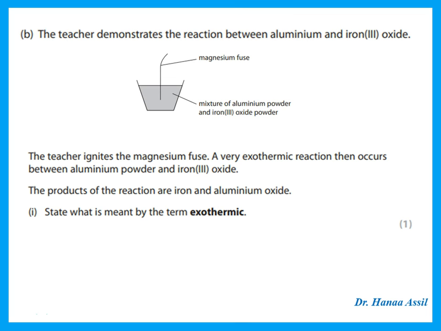The teacher demonstrates the reaction between aluminium and iron 3 oxide. So the teacher ignites the magnesium fuse. A very exothermic reaction then occurs between aluminium powder and iron 3 oxide. The products of the reaction are iron and aluminium oxide. So first of all, what is meant by exothermic? Exothermic means the reaction gives out heat.